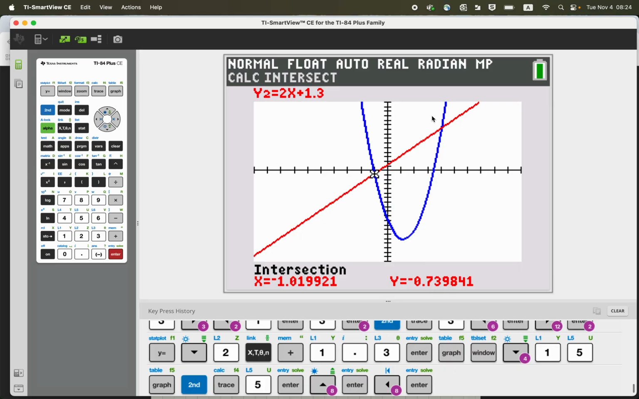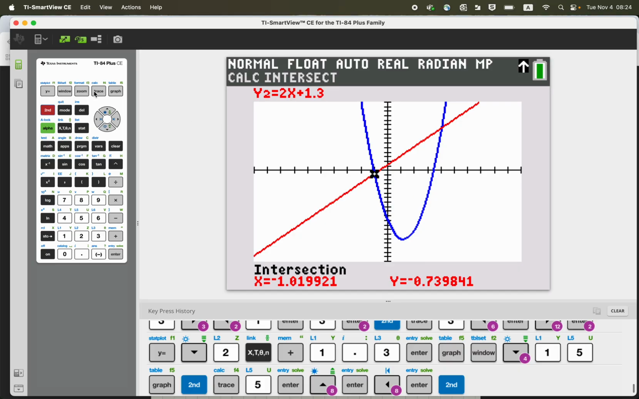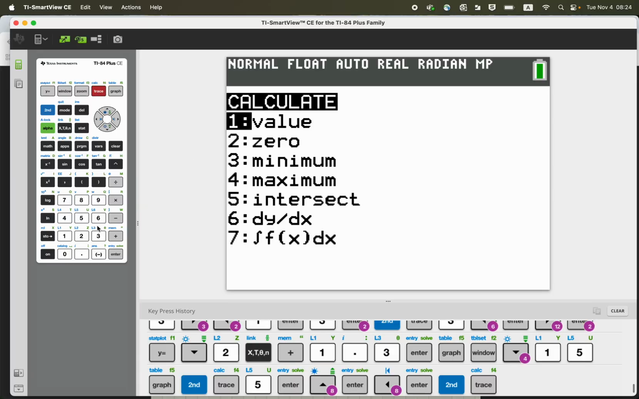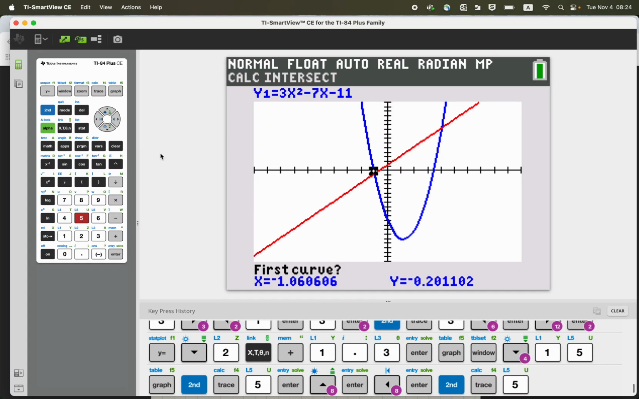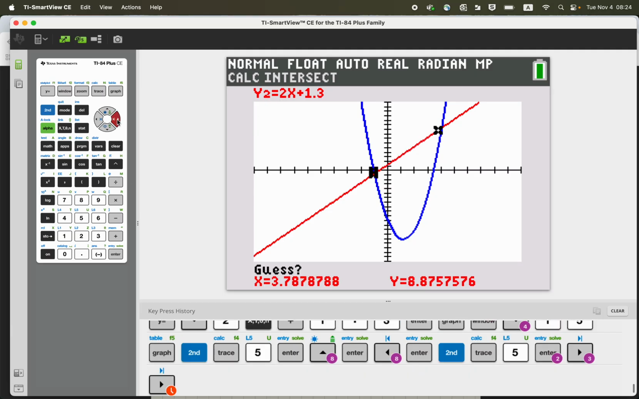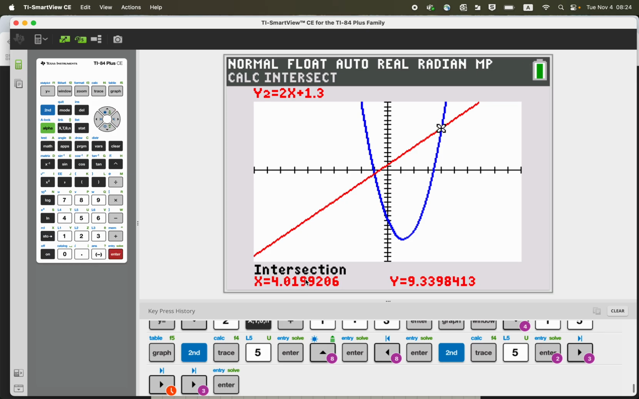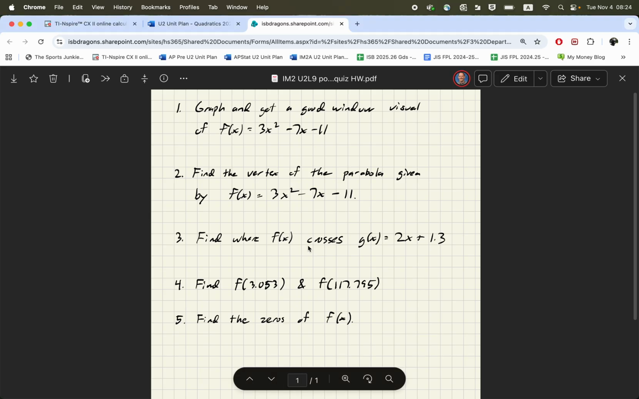To find this one, same process. We're just going to put a different guess in. So second calc, intersect, first curve, it's the blue. Second curve, it's the red. But now for my guess, I'm going to move over here close to this intersection point. And so here's the other one. I'm not writing the answers down, but you can pause the video. That's our answer for this.